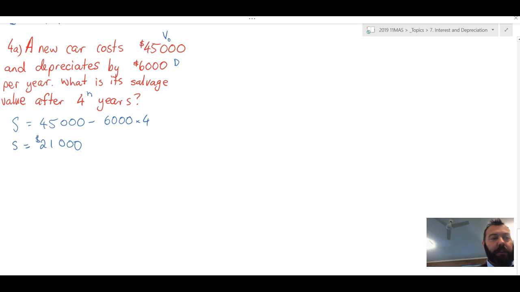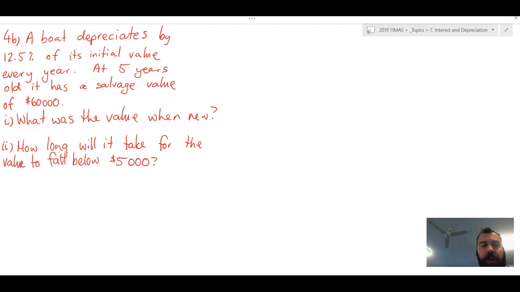Righto, let's look at 4B, which is a bit more complex. 4B, and by far the trickiest question out of this revision. We've got this boat depreciating by 12.5% of its initial value every year, and I know its value at 5 years old. What was its value when new? Well, I know that it's gone down in value by 5 equal amounts. And if I knew the new value of the question 1, I'd have part 1 answered already.